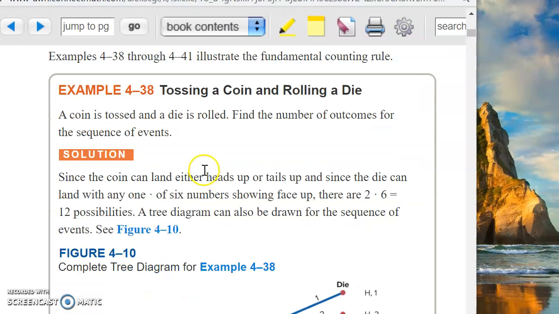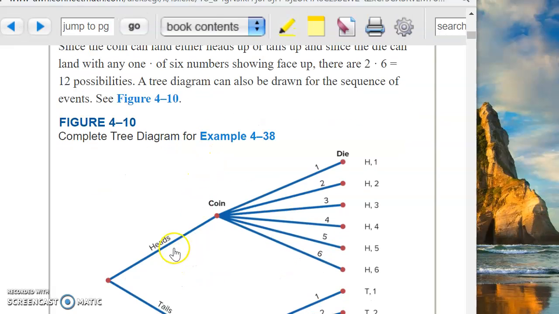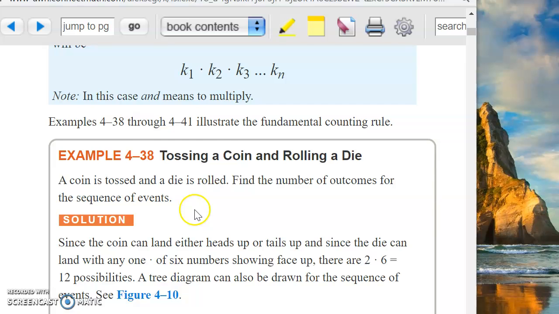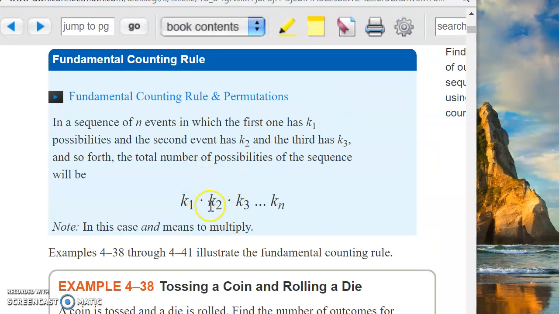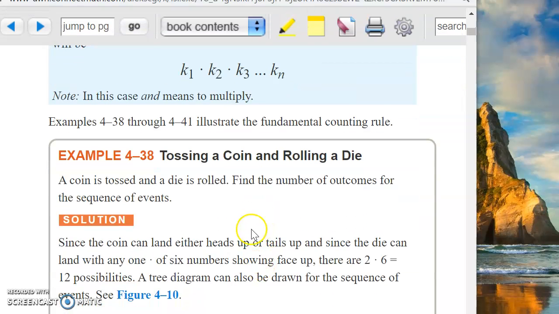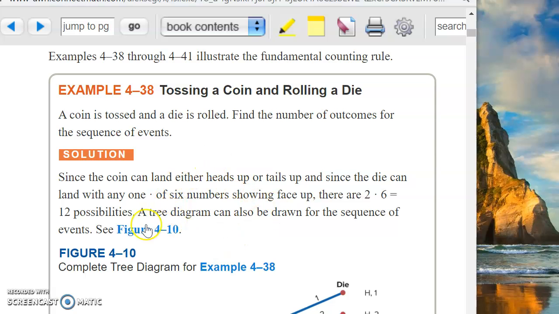K1 is 2 because I can have 2 possibilities: I have a head or I have a tail out of that first event. For that second event, K2, there are 6 possibilities. So that's what he explains here.